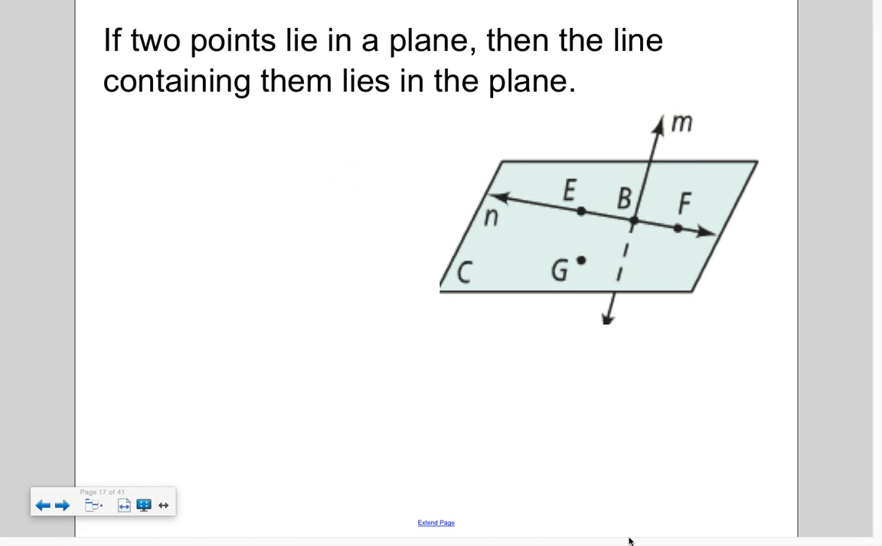If 2 points lie in a plane, then the line containing them lies in the plane. So when we say contains, it's kind of the key word here. Contains is kind of like it intersects. So if I have 2 points in the plane, like point E and point F, then the line that has those 2 points in it will also be in the plane. And that makes sense. If I've got a flat surface and I draw a line on that flat surface, then every point on that line is in the plane. Okay? And we could say that they intersect with one another.